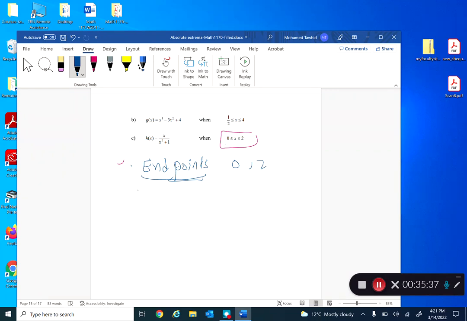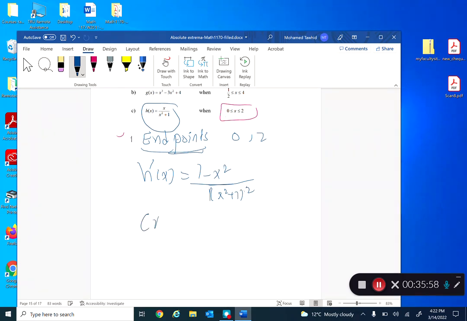So now I have to take the derivative. Just apply the quotient rule and simplify. You will get x squared plus 1, squared in the denominator. So how did I get that? I apply the quotient rule and simplify, and you get the derivative here. So now I must find the critical points. The domain here is 0 to 2, that is the interval.